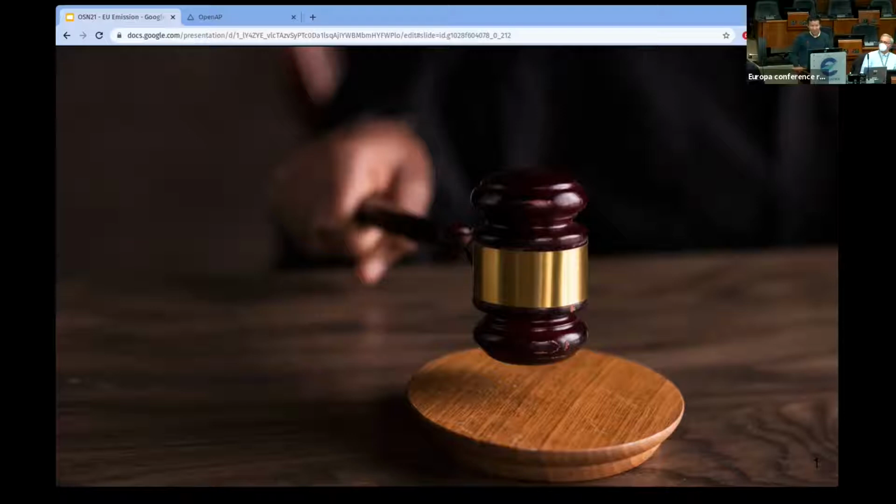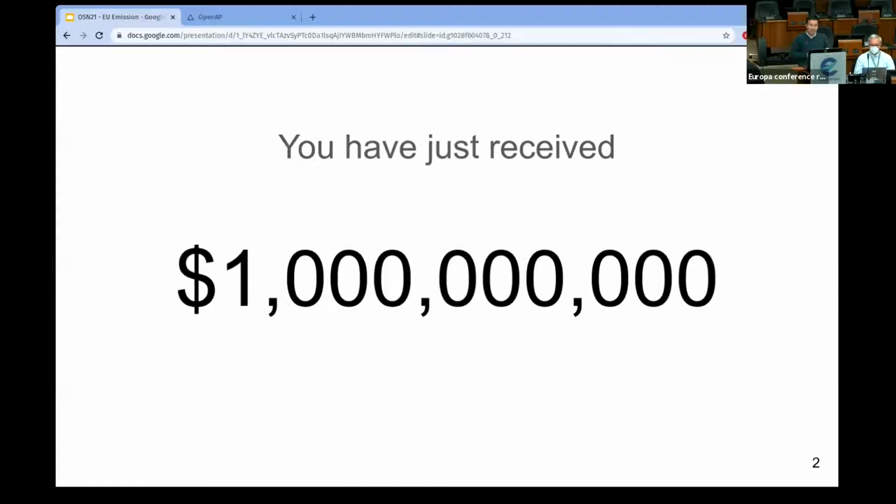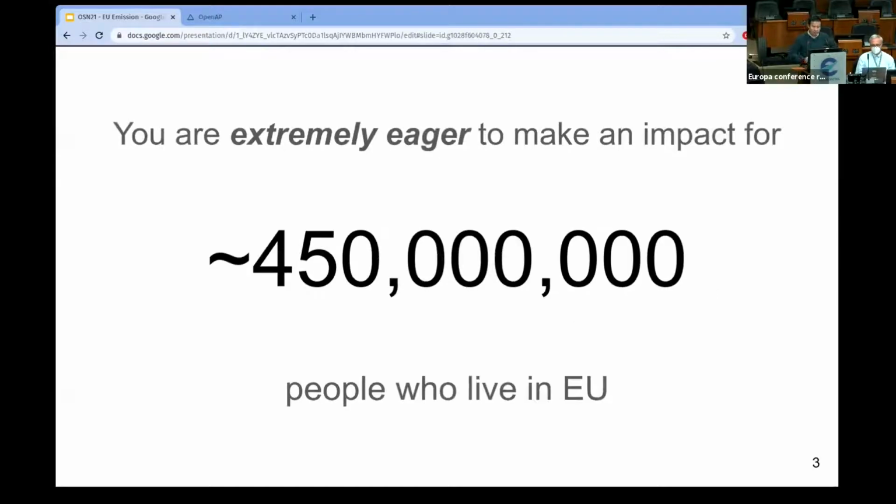I want to start this session with a thought experiment. The rule is, if you know the answer, you cannot participate, of course. Let's start. You have just received $1 billion US. Congratulations. And you are extremely eager to make an impact for the 450 million people living in Europe.